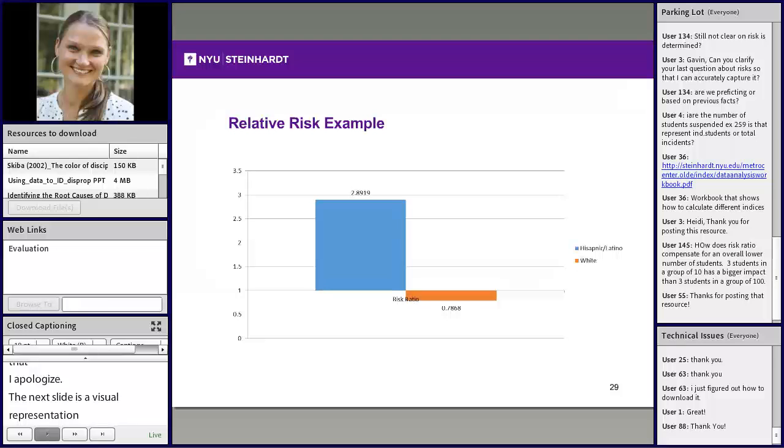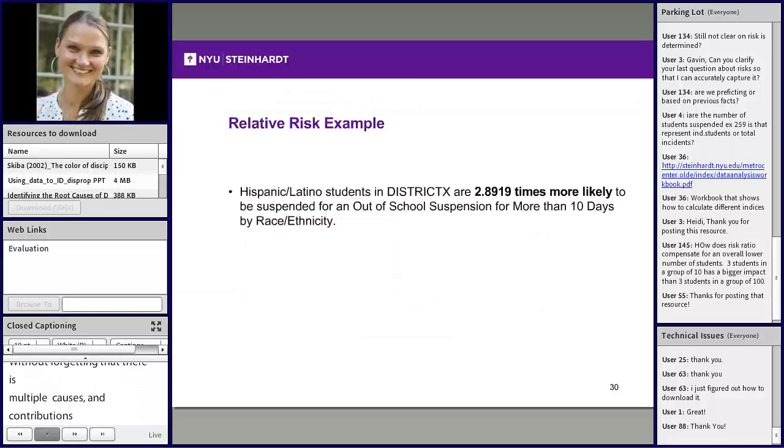So I had said that we are cited in this district for out-of-school suspensions greater than 10 days, and this is just a visual that, if you want to share something with staff or open a conversation on disproportionality with your colleagues, it's a way to show that there's an elevated risk for one group and a lower risk for another group, and then to talk about why this is possible, without forgetting that there are multiple causes and contributions to disproportionality. And then this is just a summary saying what I had said earlier, that we've exceeded this threshold, whatever it may be for your state, and that this district is cited, and now you're going to have to do something about it as a district.